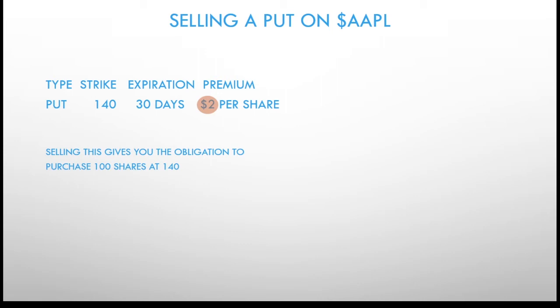So how do you win? How do you make money? Well, your break-even price would be the strike price minus the premium price. In this case, $138. If Apple stays above $138 at the end of the month, then you will be in the green. And better yet, if Apple stays above $140 before the end of the month, the option will expire worthless and you'll see your max gain in the account of $200 that you got at the start of the trade.